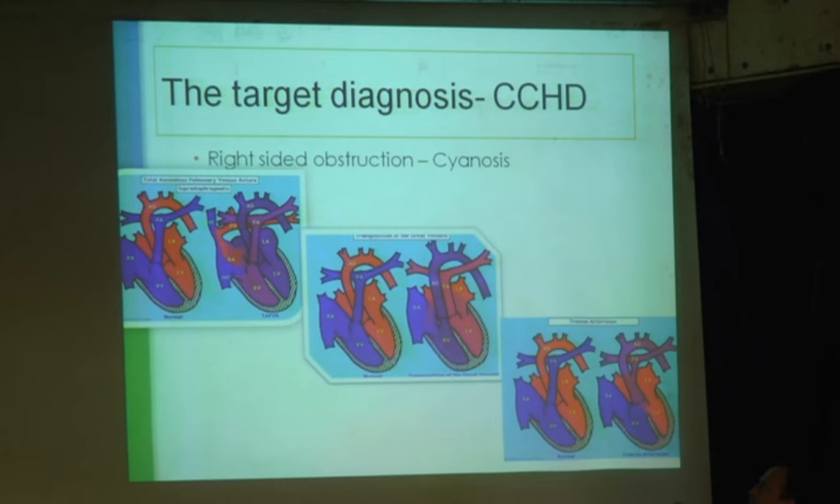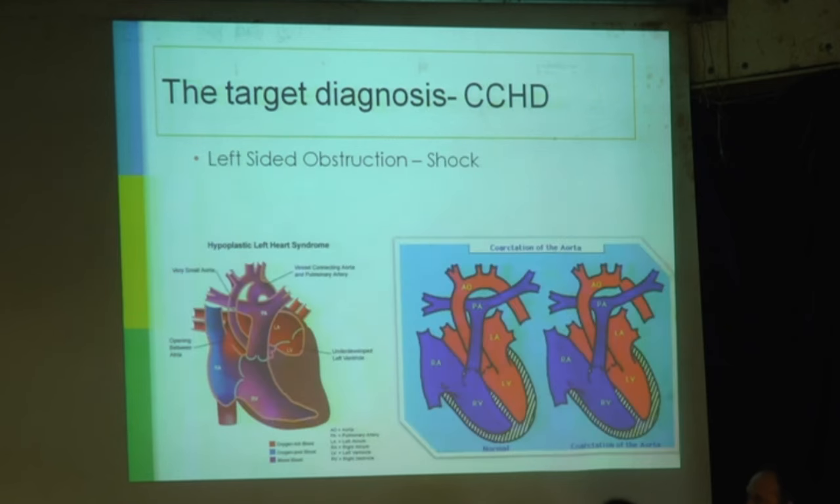Now, there are only two types of lesion, either a right sided lesion or a left sided lesion. Critical congenital heart disease can present as a right sided obstructive lesion, which generally presents as cyanosis, and we know that TAPVC, supradiaphragmatic variety, TGA, and truncus arteriosus generally present as cyanosis. On the other hand, the diseases on the left side generally present as shock, like hypoplastic left heart syndrome or coarctation of aorta.